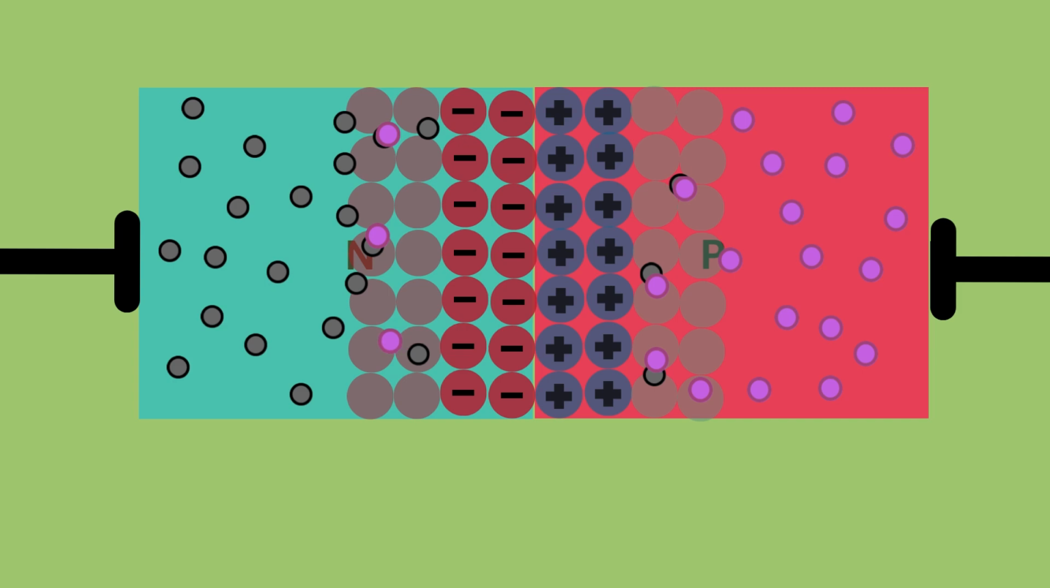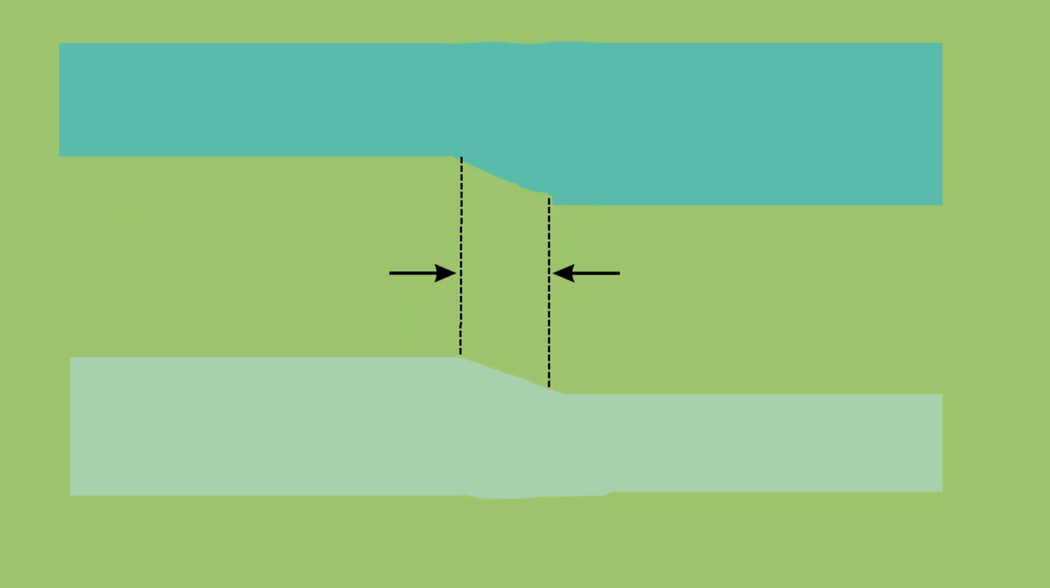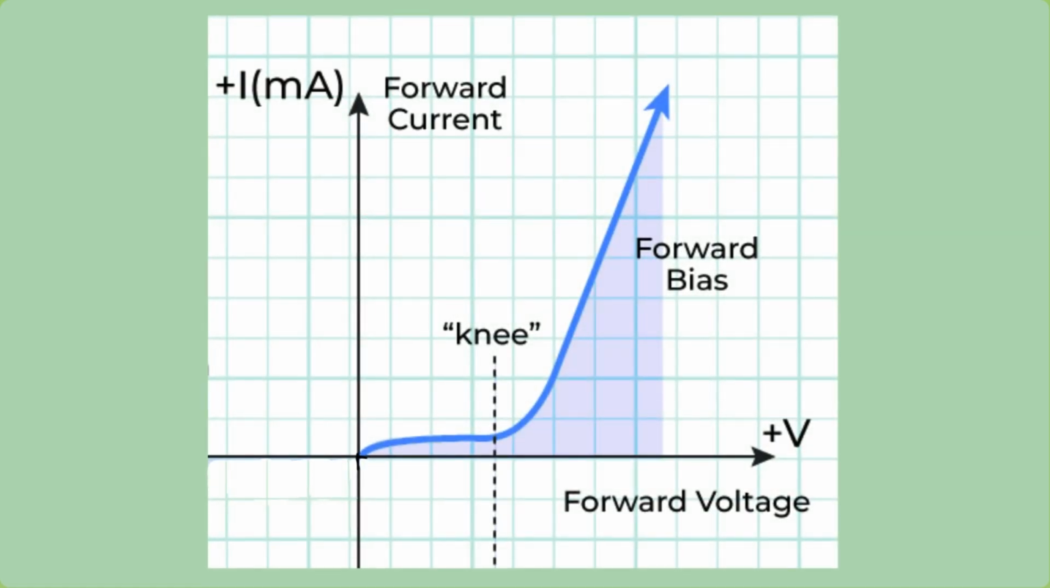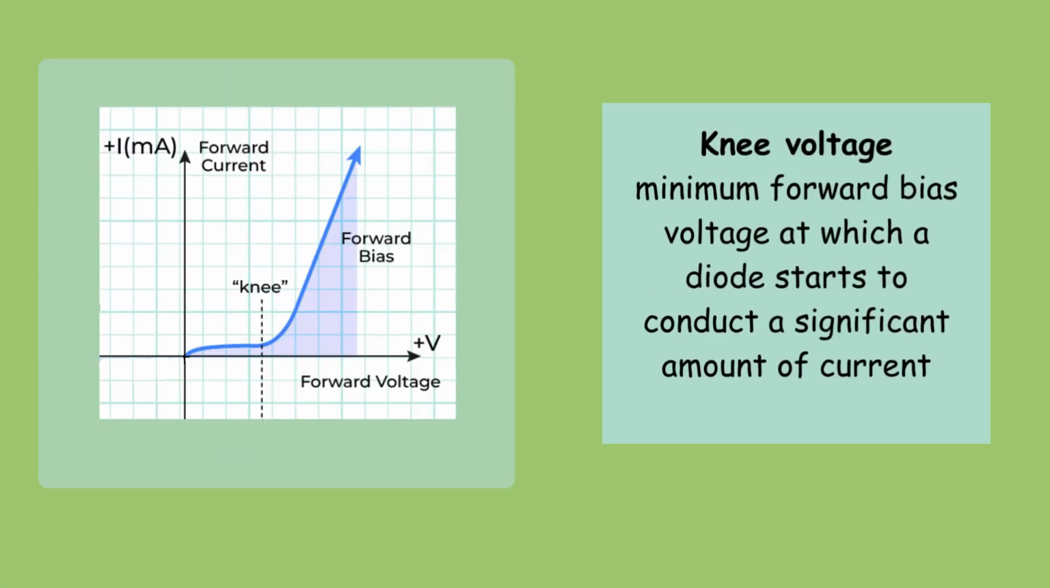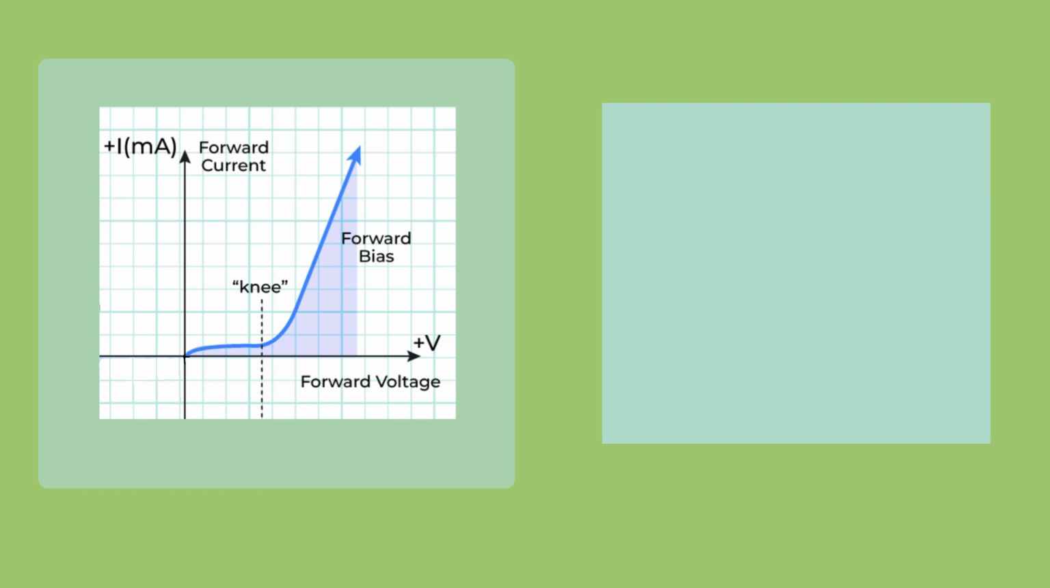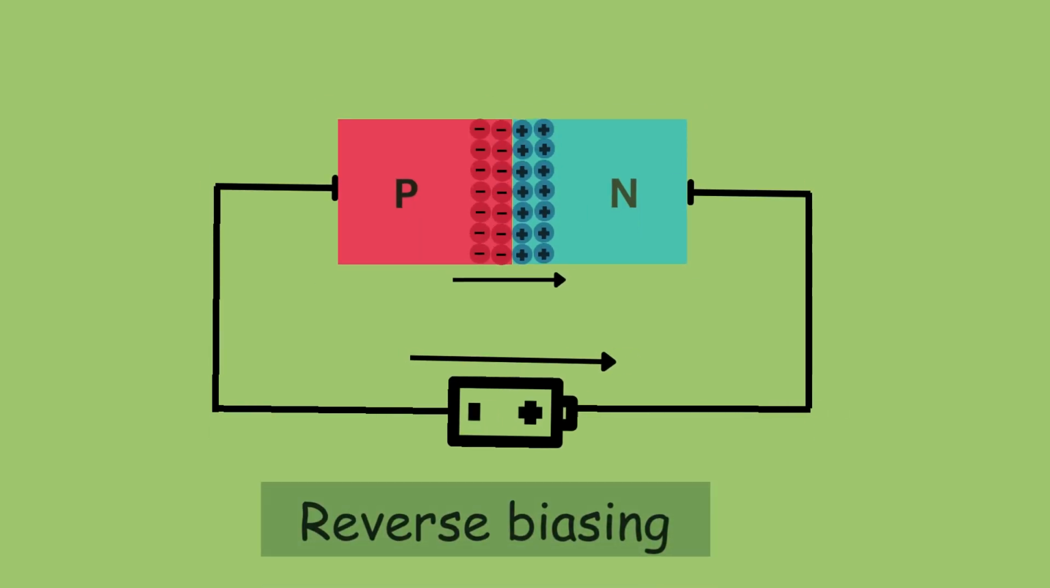As we increase the voltage, the barrier becomes thinner and more carriers cross over. Eventually, the current rises rapidly. This is the exponential rise of the diode's IV curve. But what happens when we reverse the battery? This time, the positive terminal is connected to the N side and negative to the P side. Now, we are applying the reverse bias.